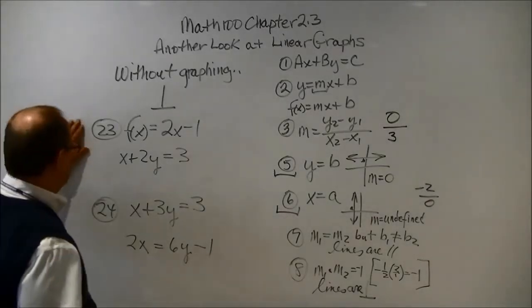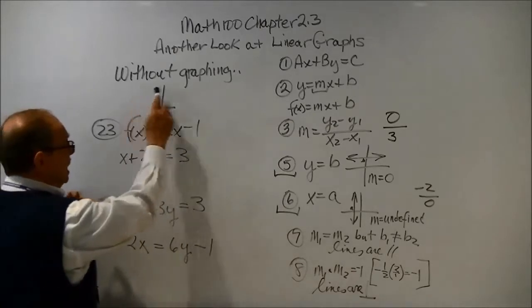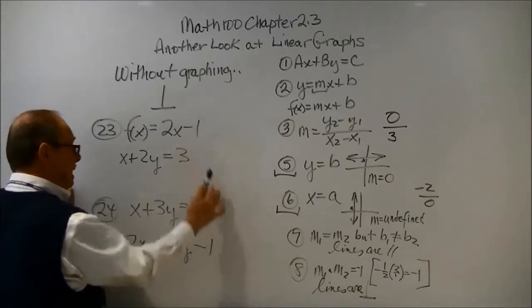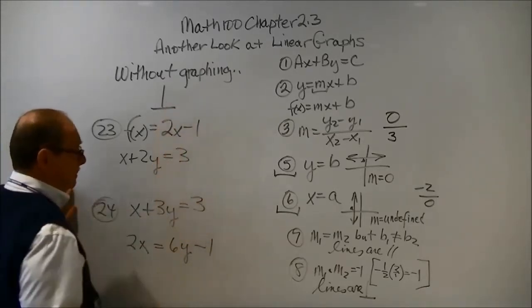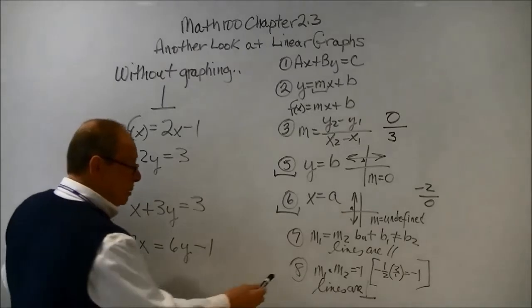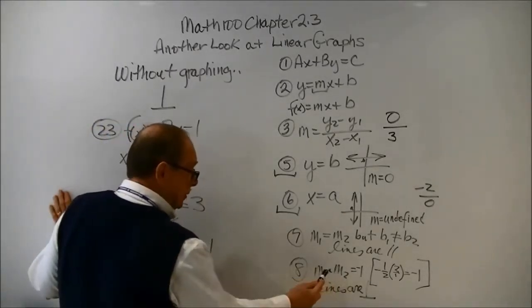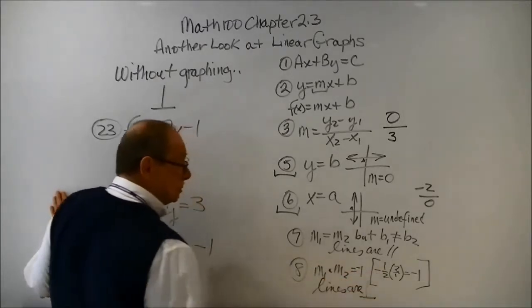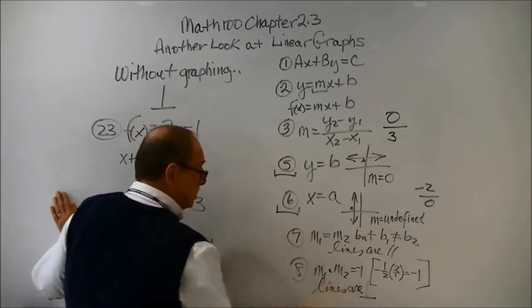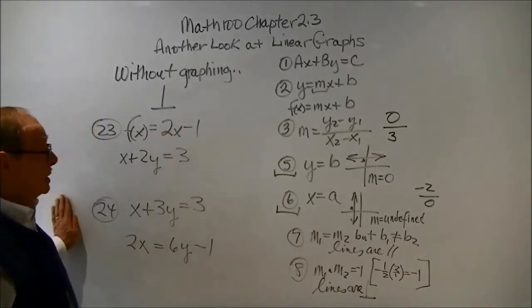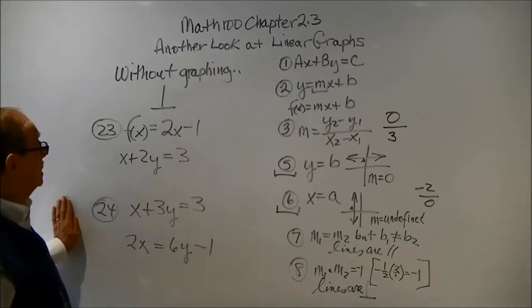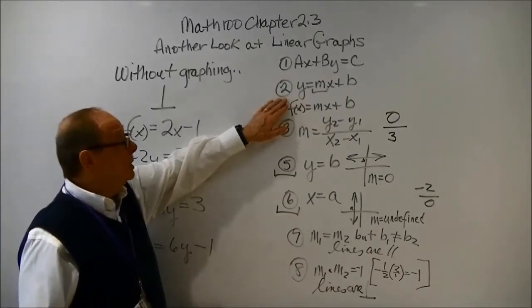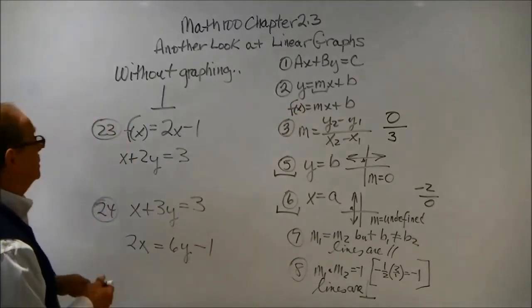Okay, for 23 and 24, we're asked, again, without graphing, are these sets of equations perpendicular? And the rule, once again, was if you multiply the slopes, and the product of that multiplication is a -1, that is, one is the negative reciprocal of the other, then the lines are perpendicular. But the strategy is, how do we find out the slopes? Especially if they're in standard form. Well, put them in slope-intercept form and then compare the slopes. So that's what we're going to do.